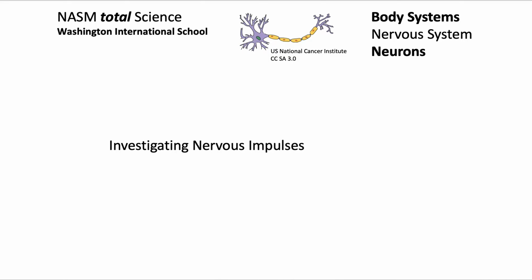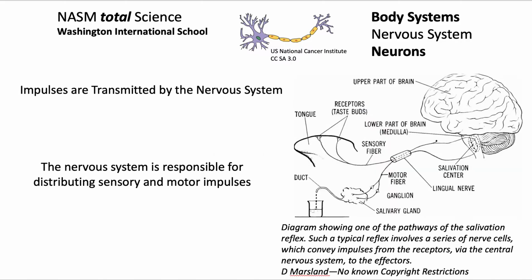In our studies of the nervous system, we're going to investigate nervous impulses, which are transmitted by neurons, and it's responsible for distributing sensory and motor impulses. Here in the diagram, the tongue is getting a stimulus from whatever it's eating, and that is then being transmitted through the brain to a motor neuron through the salivary gland to produce saliva.